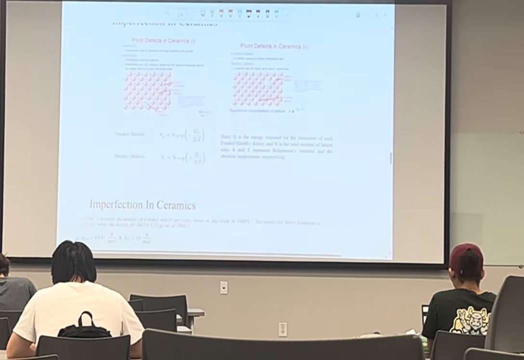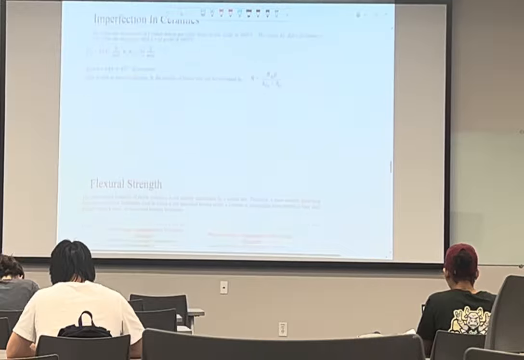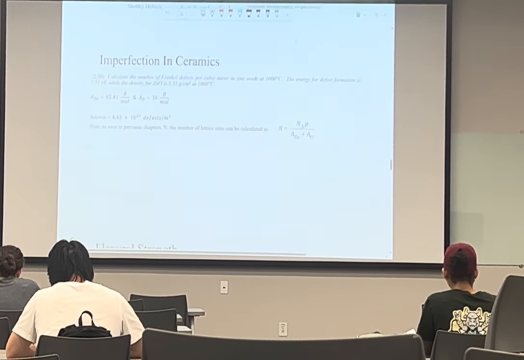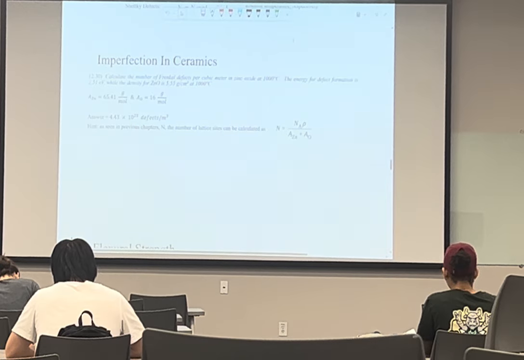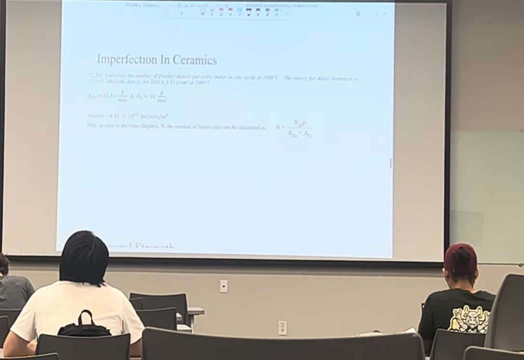Based on these two formulas, let's look at this example. It says calculate the number of Frenkel defects per cubic meter in zinc oxide at that temperature. The energy for the defect formation is given. Also, we are given the density of the zinc oxide at that temperature.